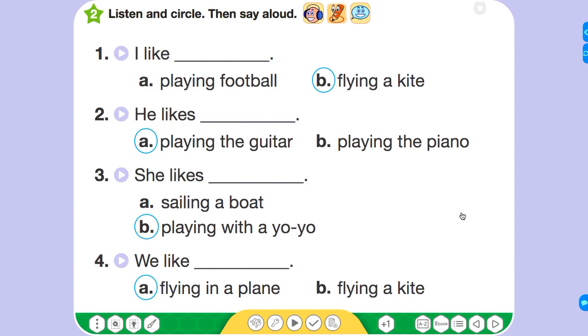Number one, I like flying a kite. Two, he likes playing the guitar. Number three, she likes playing with a yo-yo. And the last one, number four, we like flying in a plane.